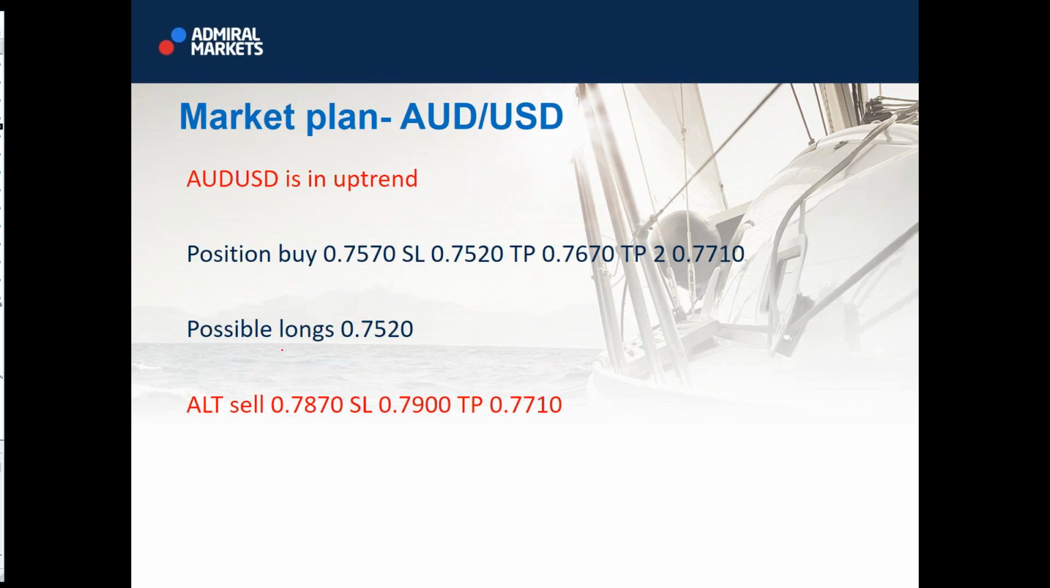Australian dollar: 75.70, 75.20, 76.70, 77.10, possible longs 75.20, and this goes in accordance to my analysis, the analysis that I did today. So pay attention to it.